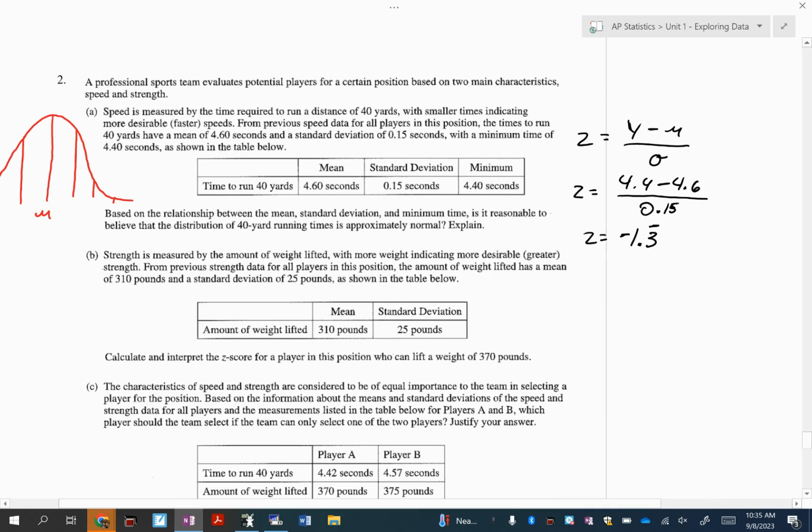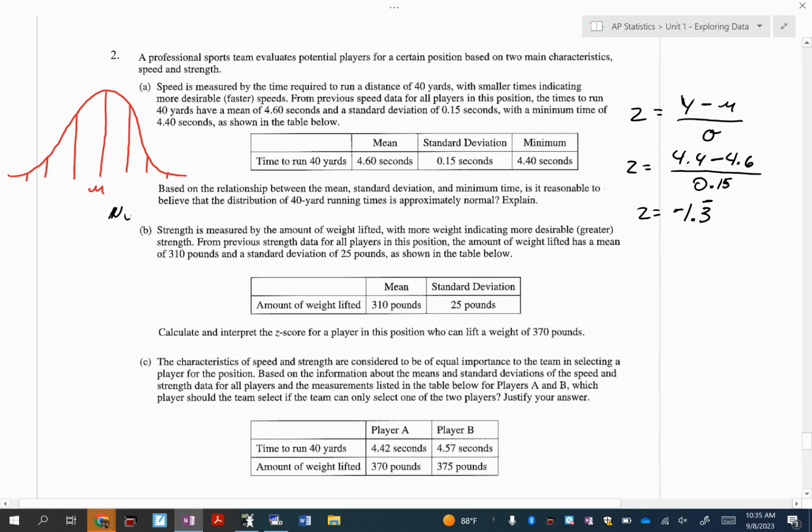So I'm really expecting this to be negative 3 or approaching negative 3. Is negative 1.3 repeating approaching negative 3? No, it's not. So based on that, do I think that this distribution is normal? I do not. So no, because the minimum wasn't near 3 standard deviations below the mean.